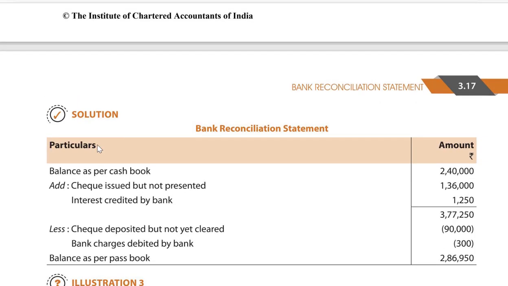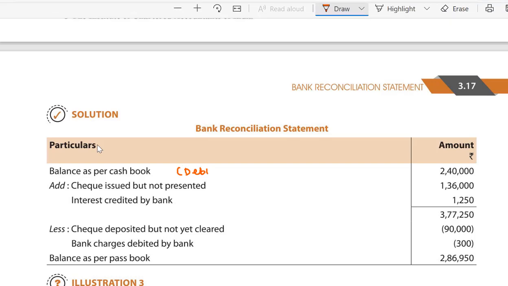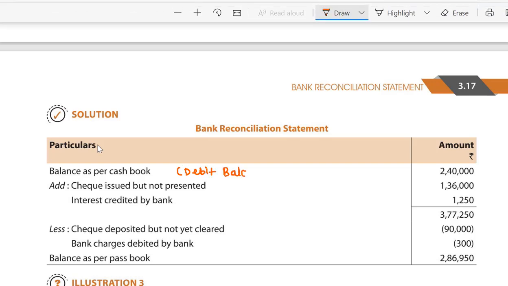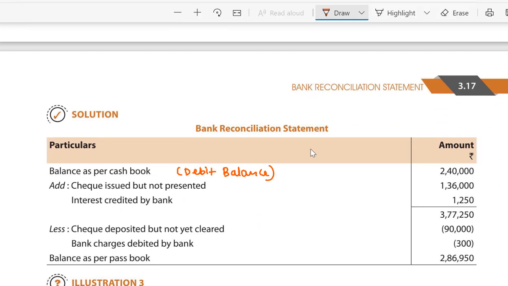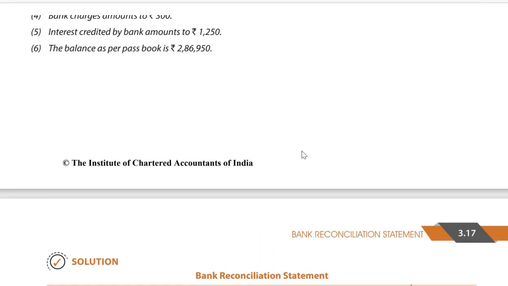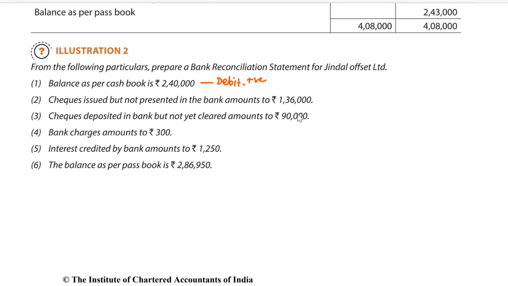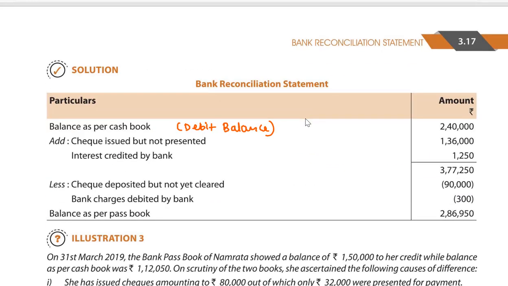Balance as per cash book. This is a debit balance, that is 2,40,000, which we took from here. Checks issued but not yet presented in the bank account, that is 1,36,000. That means we have issued the checks of 1,36,000. That means if from the cash book we have deducted it, now we need to add it again. So add 136. See over here in the add it is there.